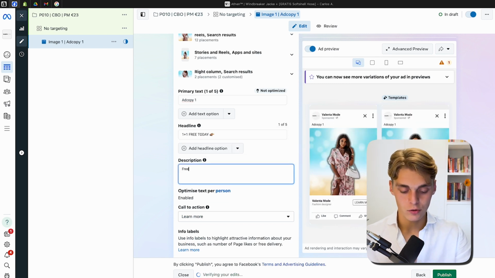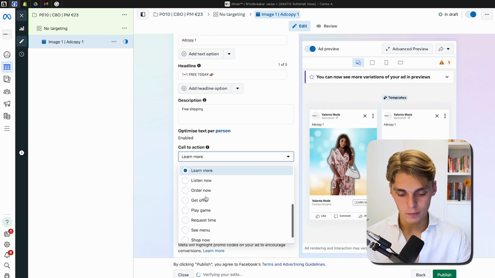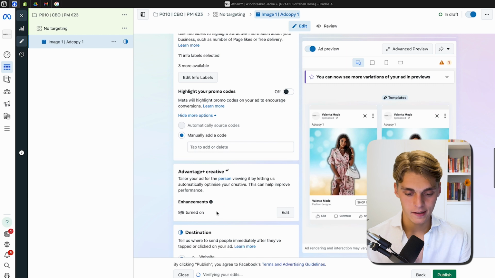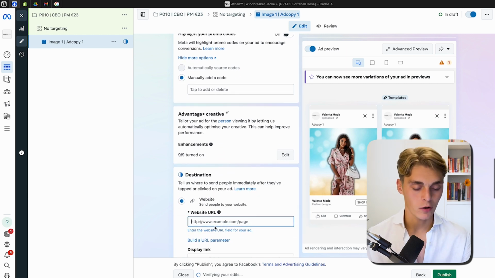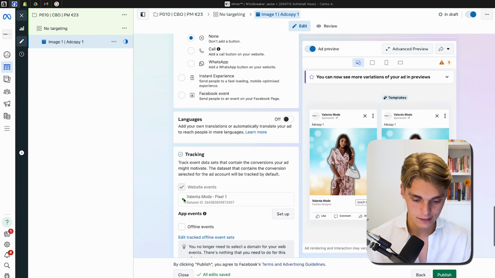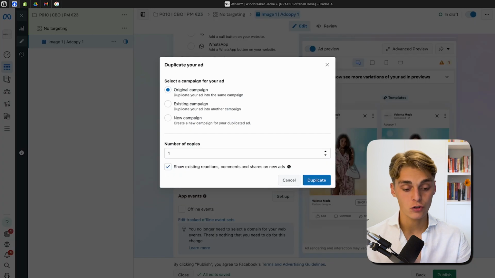In the description, you can use free shipping. Okay. Then we click here, of course, on the shop now button. We scroll down and you should, of course, implement your website URL in here, but we see if the actual pixel is implemented correctly. Tracking, yes, green dot, perfect. You're good to go. The only thing that you need to do then is duplicate this 2 more times.